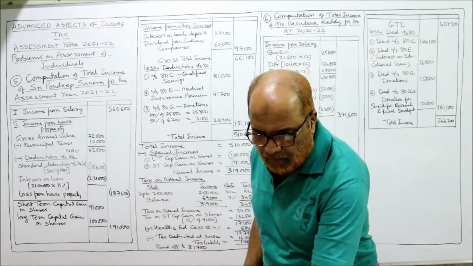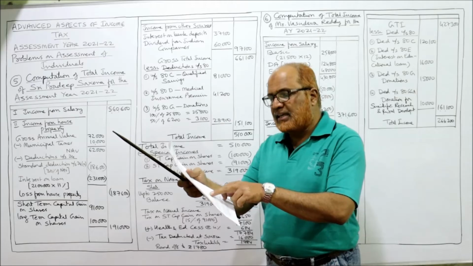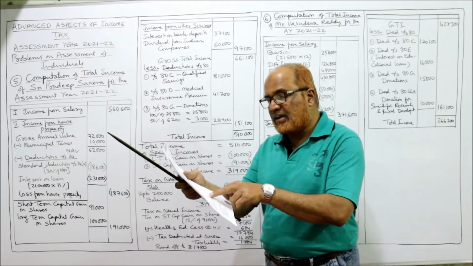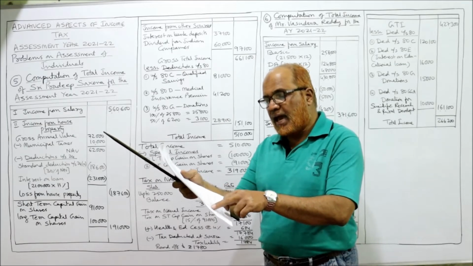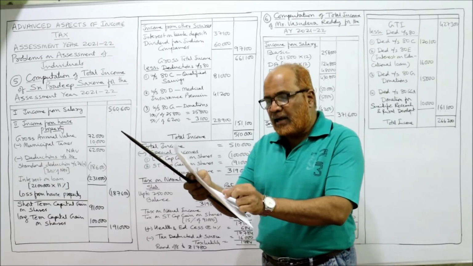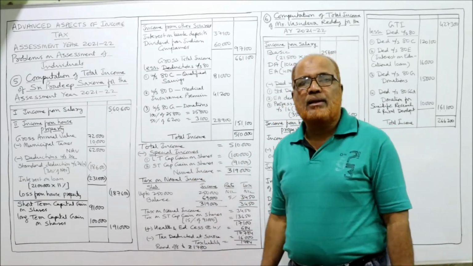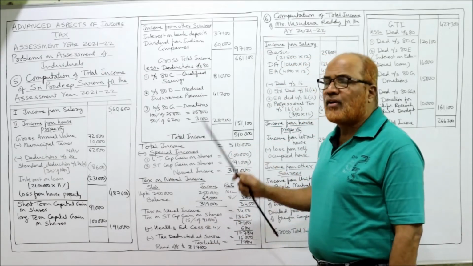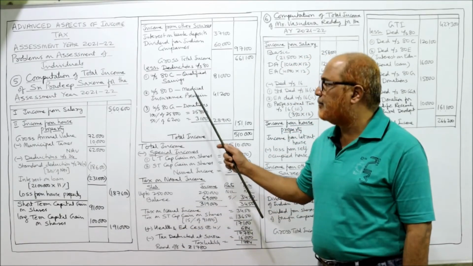Here in our problem we are given the premium paid on the mediclaim policy: self, age 53 years, 8,000; wife, 48 years, 6,100; father, 75 years, 9,900; mother, age 70 years, 10,200; and son, age 18 years, 7,000. So if you add up all, you are getting only 41,200. Actually the limit goes up to 75,000. So completely 41,200 is allowed as deduction under section 80D.